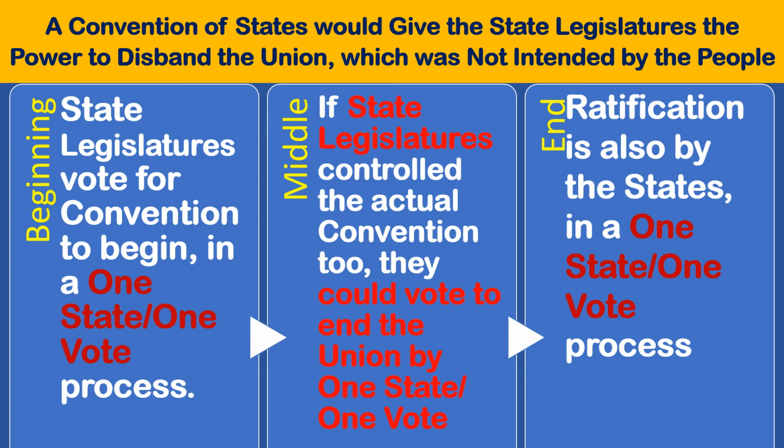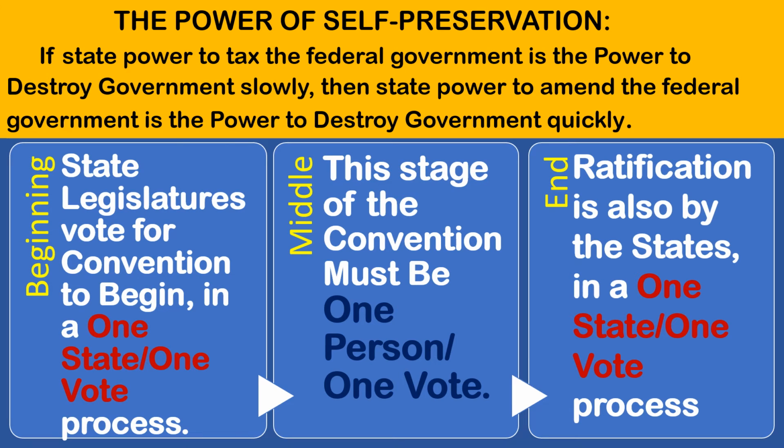At the end, it's also one state, one vote in the ratification process, also not democratic. So the convention itself has to be closer to the people. It can't also be one state, one vote, or that would actually give the state legislatures the power to disband the Union. The power of self-preservation is a basic principle of constitutional government at the national level. The national government must maintain a power to preserve itself.